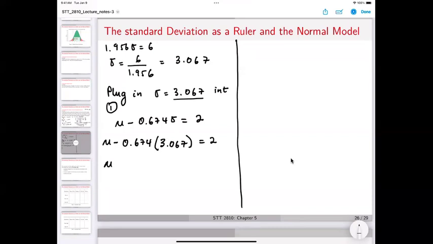So what is this times that? 0.674 times 3.067 gives us 2.0671. So this gives you minus 2.0671 equals 2. We can see mu equals 2 plus 2.0671, so mu equals 4.0671. So this is how to solve for both the location and the scale.